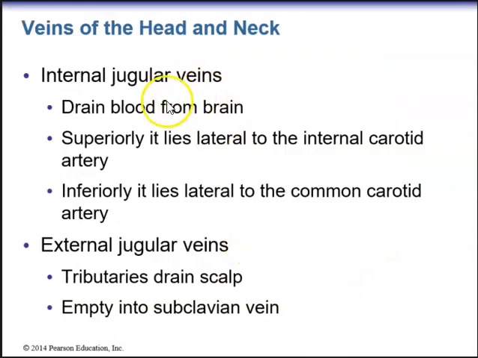So the internal jugular veins drain blood from the brain. Superiorly, it lies lateral to the internal carotid artery. Inferiorly, it will lie lateral to the common carotid artery. The external jugular veins are tributaries that drain the scalp and again will empty into the subclavian vein. And if you actually look at an anterior view of the neck, we'll see that the external jugular vein is more lateral compared to the medially located internal jugular vein.